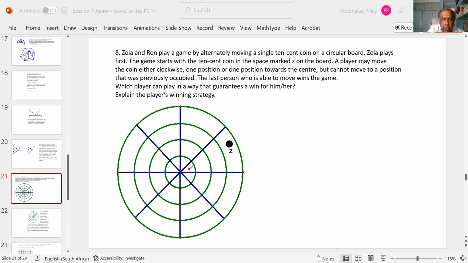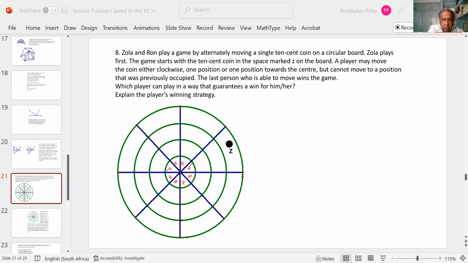Suppose Zola eventually moves in here. Now, it can't go backwards, so Zola can only move clockwise. It is Zola's turn, and Zola moves to this point here, clockwise, and now it's Ron's turn. Ron moves to this, and it's Zola's turn. Zola moves to that, it's Ron's turn, and Zola, and Ron. Now Ron was the last person to play, and Zola can't move because all the places are occupied.